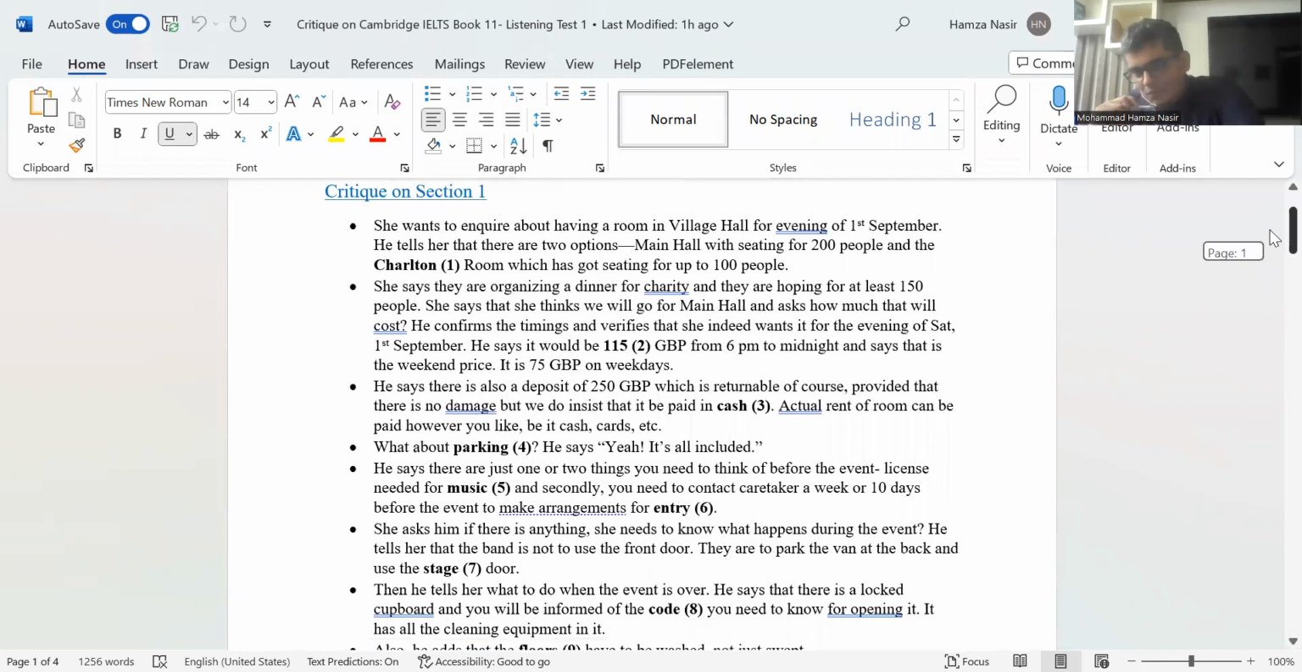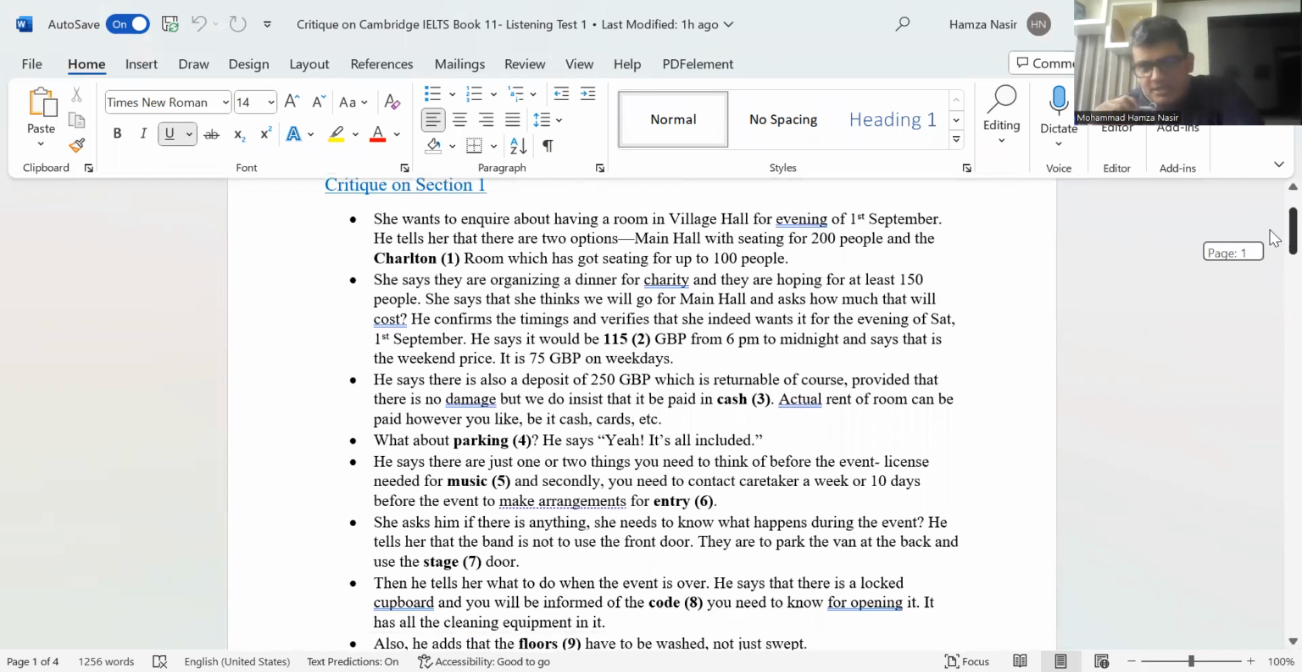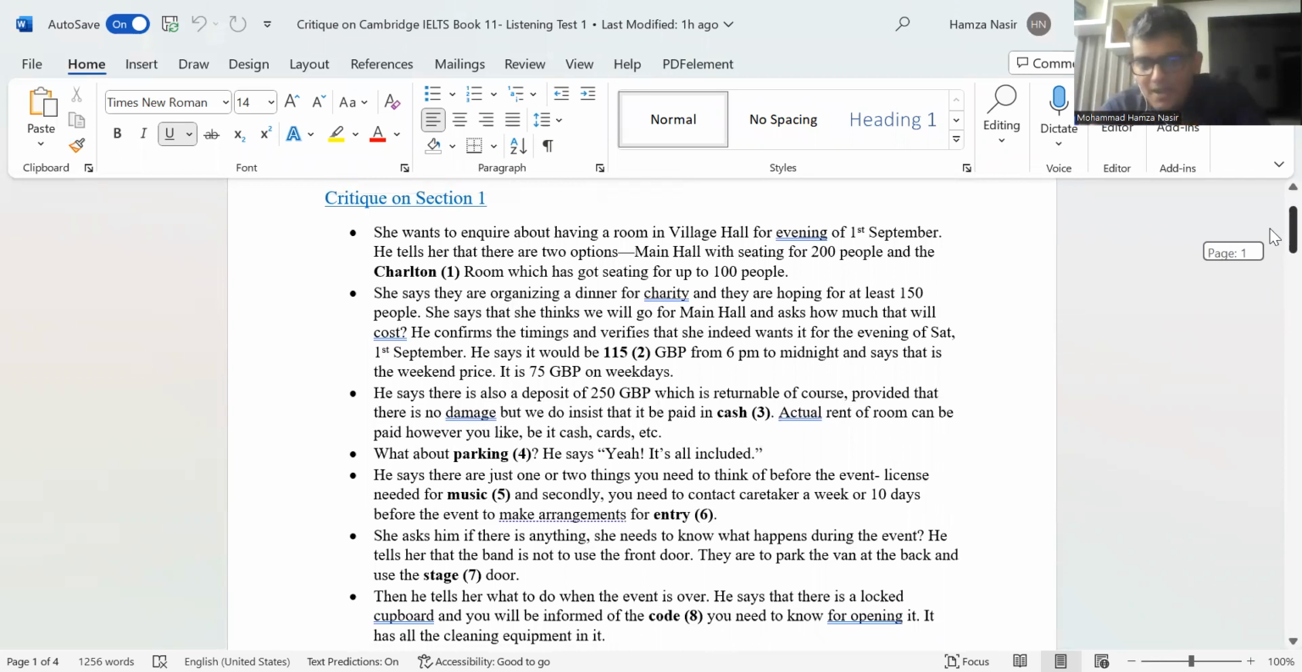Okay. So the answer for 1, just to repeat, is Charlton. Number 2 is 115. Number 3 is cash. Number 4 is parking. Number 5 is music.